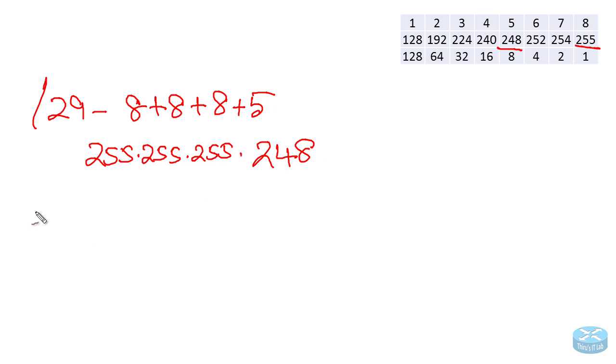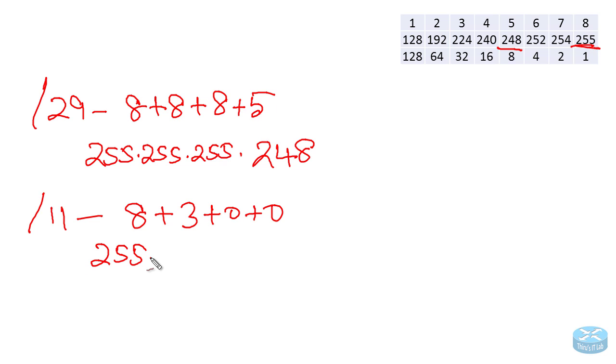Let's say /11. How can we write 11? 8 plus 3 is 11, plus 0 plus 0. If it's 8 bits, it's 255. So 255 dot, 3 bits on here. Sorry, 3 bits on, that means 224. So 255.224.0.0.